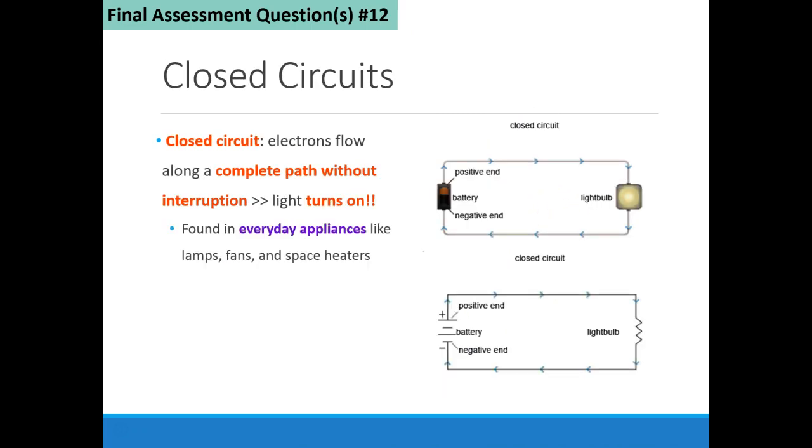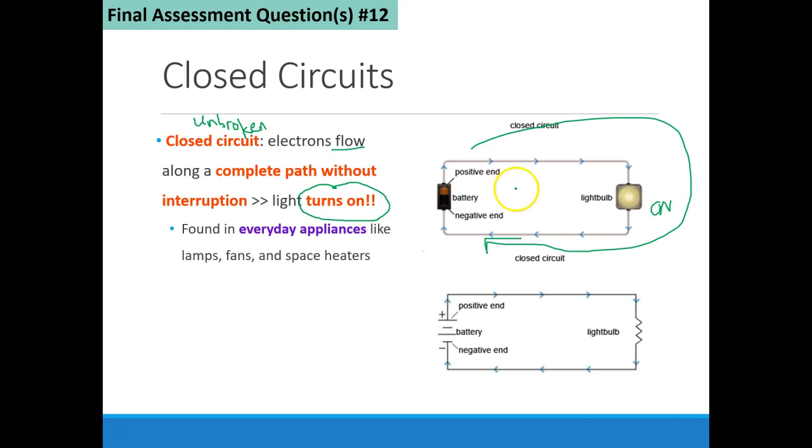Question number 12 is talking a little bit about circuits. So remember that a closed circuit means that it is an unbroken circuit, and therefore electrons are able to flow, right? So they can flow, and that means that the light will actually turn on. So when it's unbroken, that means that we can actually have electrons flowing through, which means that our light bulb will turn on. So again, closed means unbroken, means on. That's question number 12. Make sure you answer that, save your answer, and then move on.